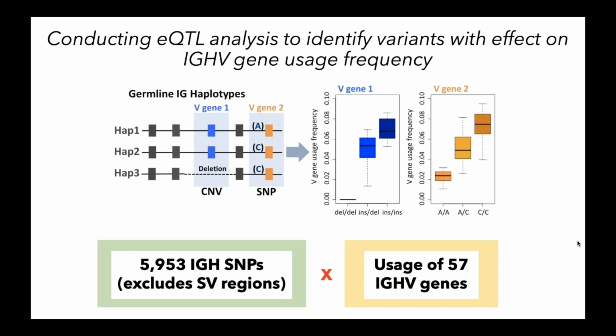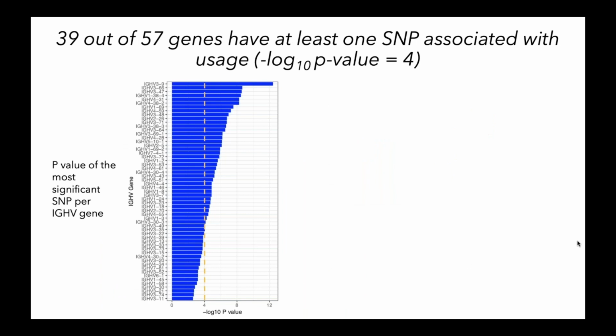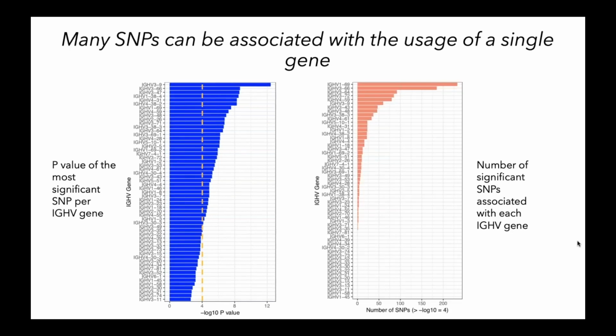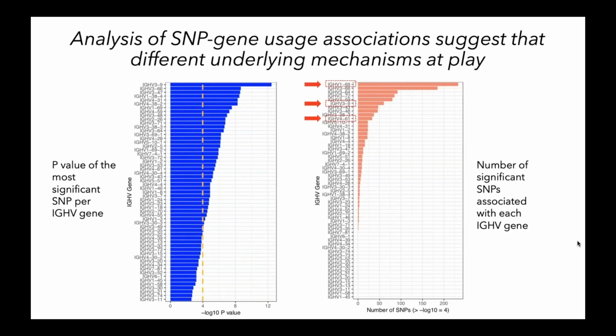And then we have repertoire sequencing data for these same individuals, basically collecting information around 57 V segments. So a quick high-level summary is that if you use a sort of nominal cutoff of -log10 p-value of 0.4, we see that over half of the V segments have at least one SNP that's associated with their usage. And in many cases, we see genes that have lots of SNPs associated with them.